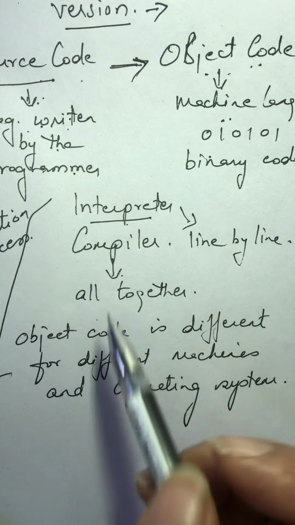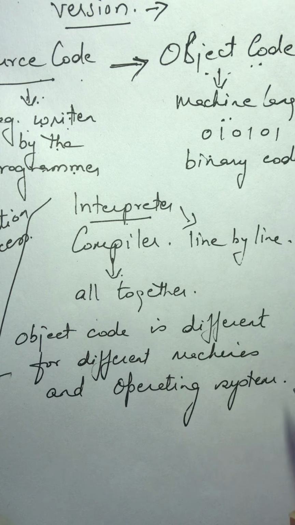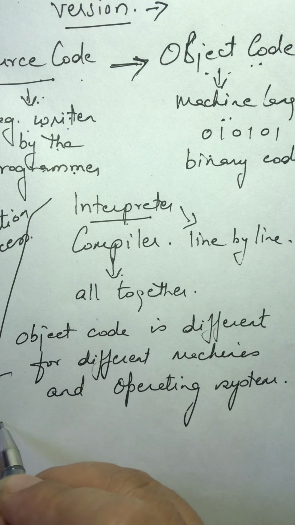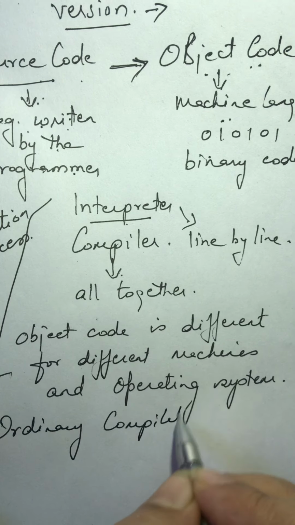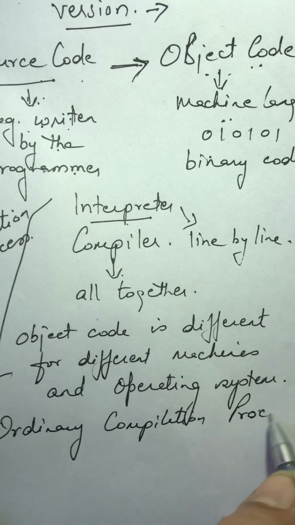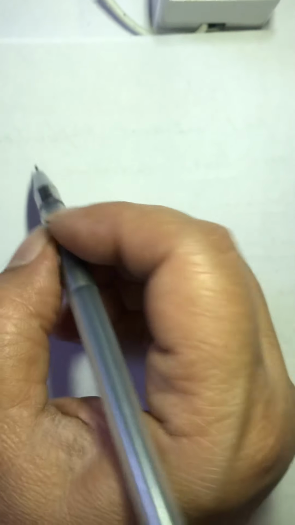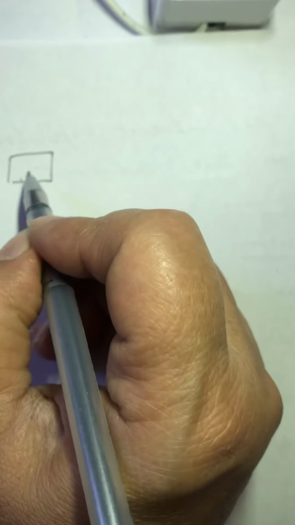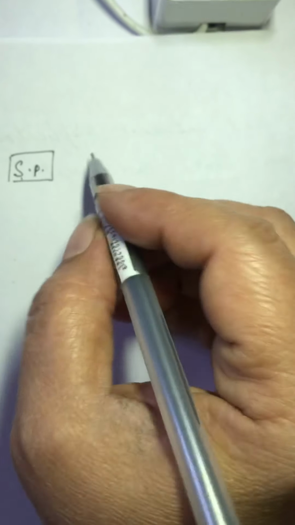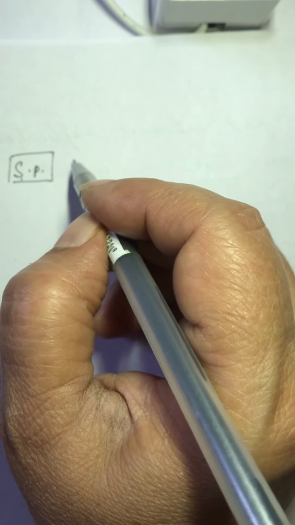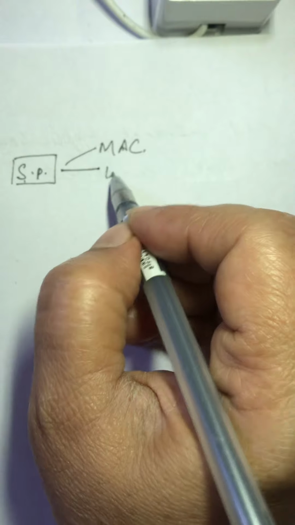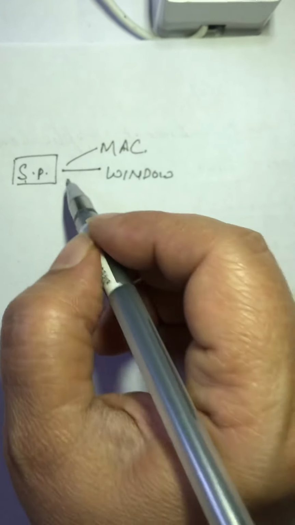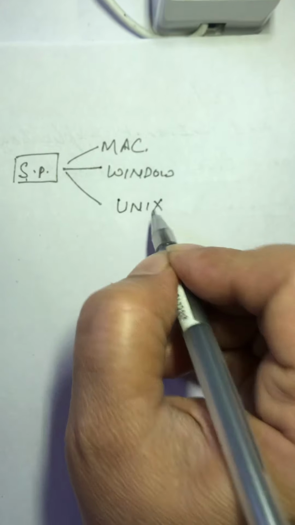Now, if these terms are clear, I will explain what we are going to do in the ordinary compilation process. Suppose I have here a source program, and this source program needs to be used for Mac computers, for Windows-based computers, and for Unix. These are all different types of operating systems.